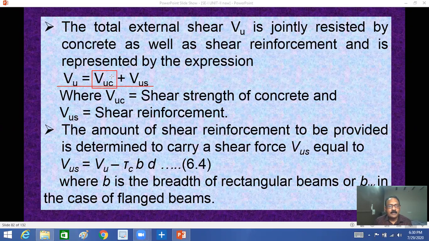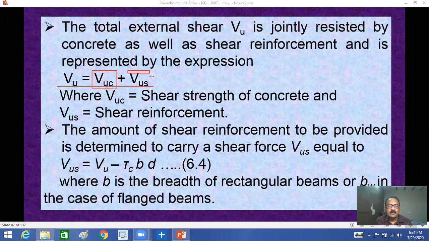Here I already explained the percentage of area of tension reinforcement and your grade of steel. If you know these, as per Table 19 of IS 456, you can calculate how much shear force is taken by your concrete, that is tau c, equal to tau c b d.